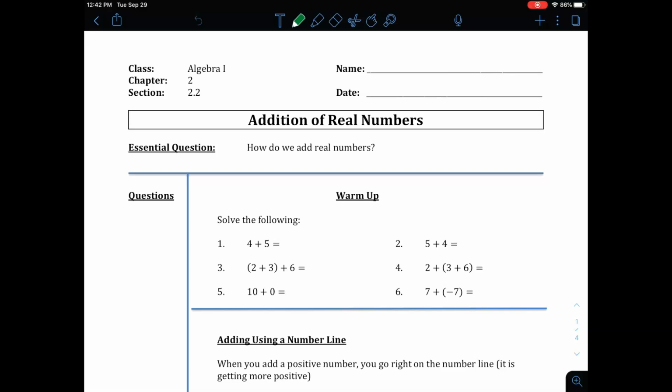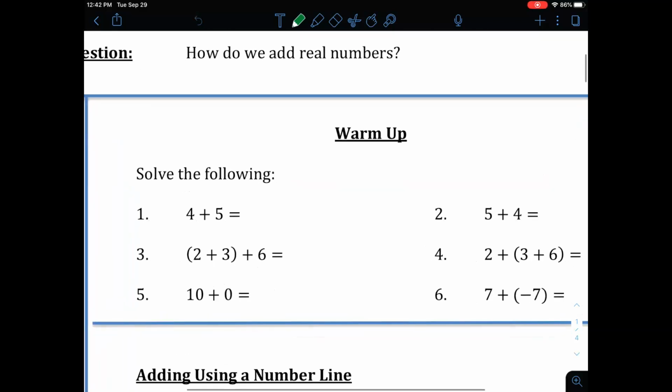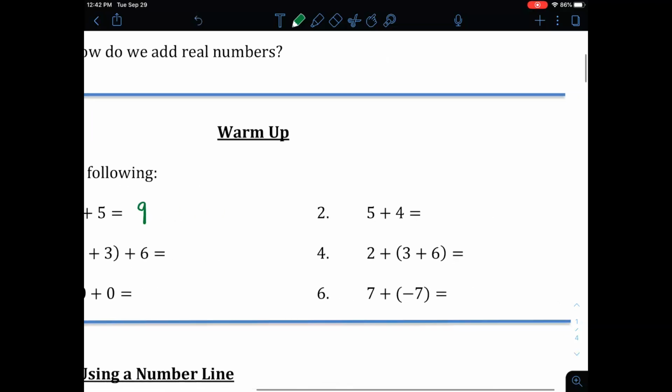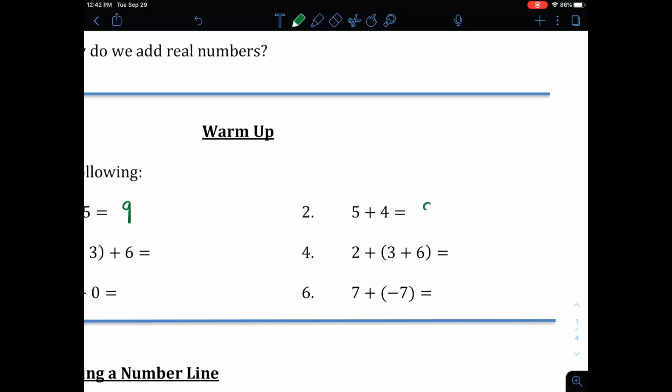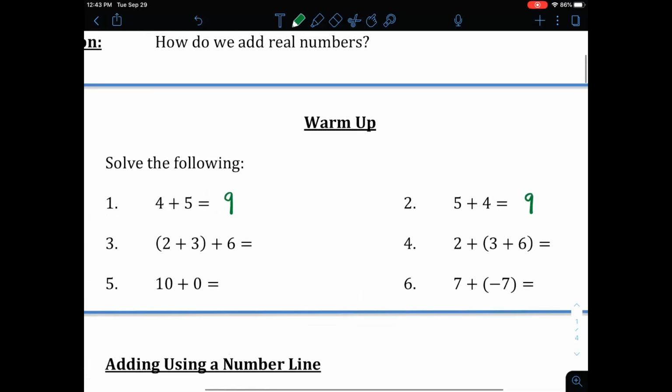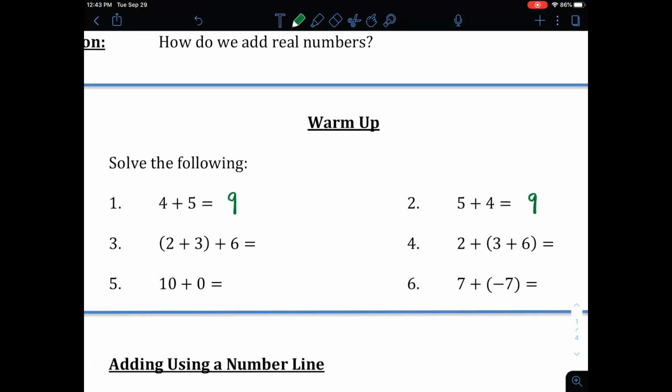All right, welcome back. So what is 4 plus 5? 4 plus 5 is 9. Okay. What is 5 plus 4? That is also 9. That's kind of weird. What did we change here? We changed the way that we ordered these, right? It looks like the order we changed, the way we added them, didn't matter, right? Because 4 plus 5 equals 9 and 5 plus 4 equals 9. Interesting.